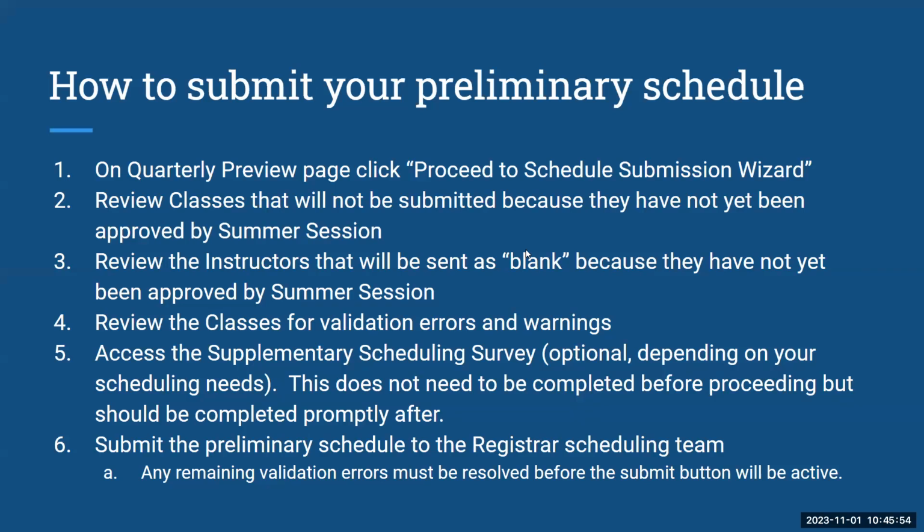That doesn't mean that they won't eventually end up on the schedule. They just won't end up in the LOOK, and then you'll have to do those extra steps that Lisa had talked about. You'll also get a list of classes that will have blank instructors sent because the instructors haven't been approved yet. And then you'll need to do a final review for validation errors and warnings. Errors will prevent you from submitting. Warnings will allow you to submit, but you should still check them. There will be a link to the supplementary scheduling survey.